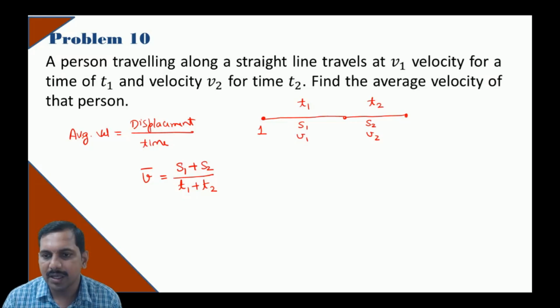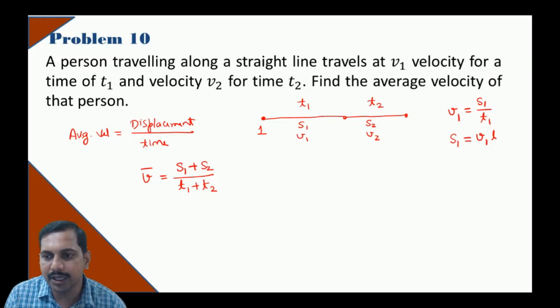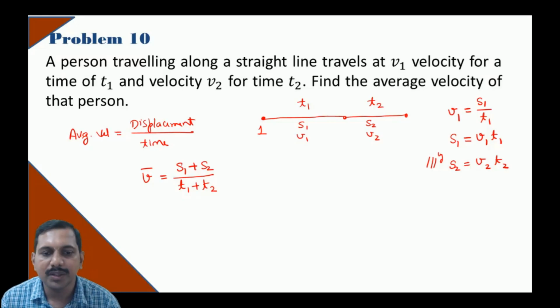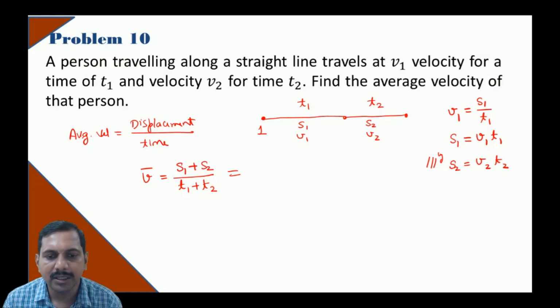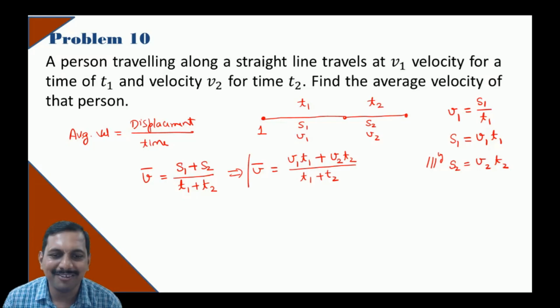Now what is s1? v1 is nothing but s1 by t1. That means s1 is equal to v1 into t1. Similarly, we can write s2 as v2 into t2. Let us substitute back here. We will get the average velocity v bar as, instead of s1, I will substitute v1 t1, and instead of s2, I will substitute v2 t2, divided by t1 plus t2. This would be the average velocity.